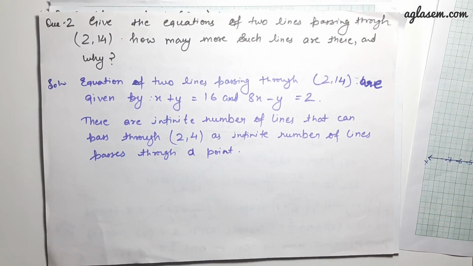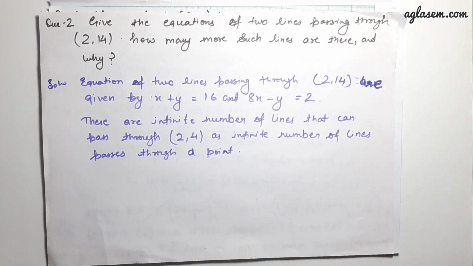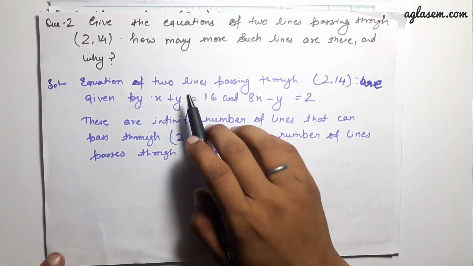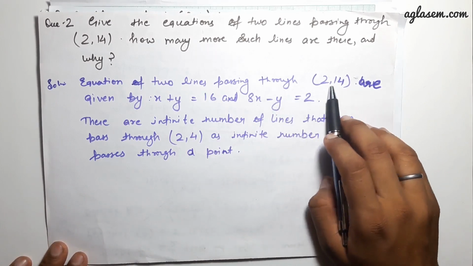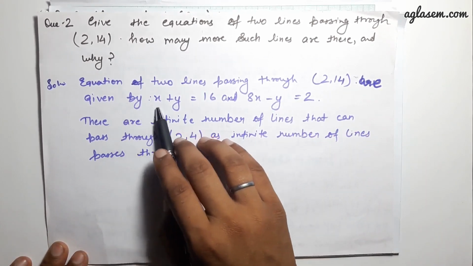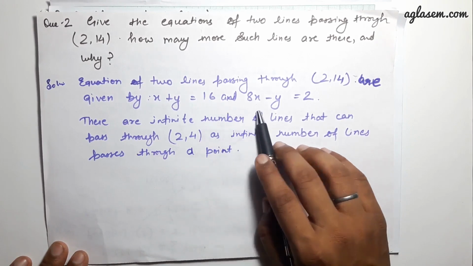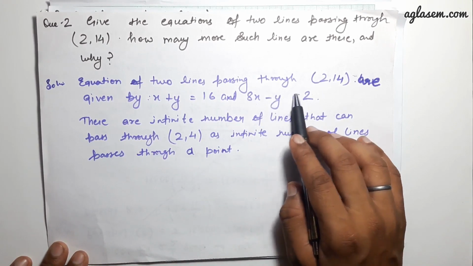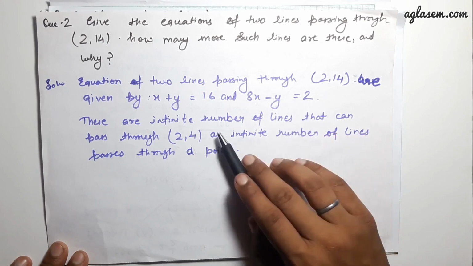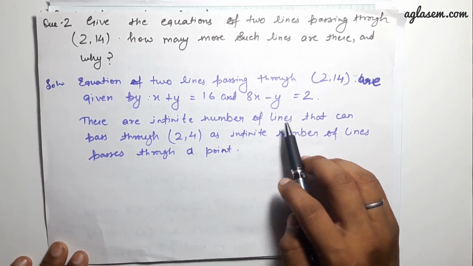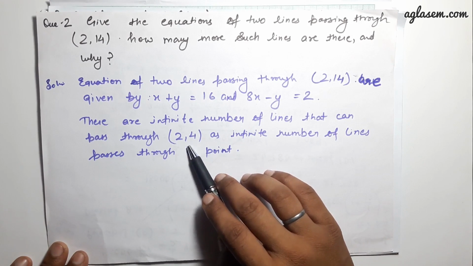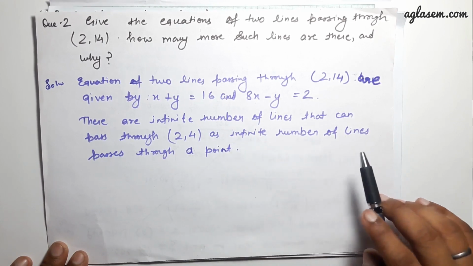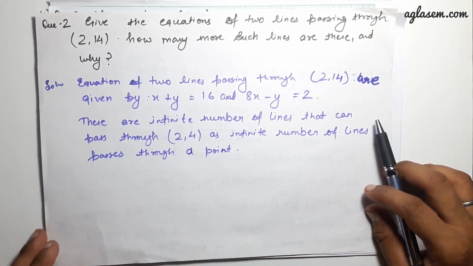So in question number 2 it is written, give the equations of two lines passing through (2, 14). How many more such lines are there and why? Equations of two lines passing through (2, 14) are given by x plus y equal to 16 and 7x minus y is equal to 0. There are an infinite number of lines that can pass through (2, 14), as an infinite number of lines pass through a point.